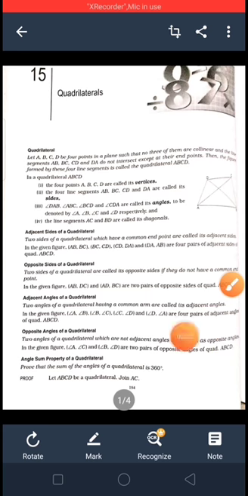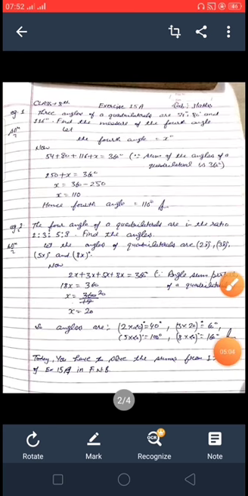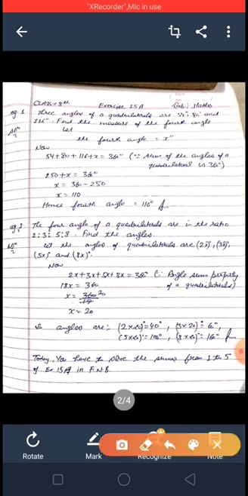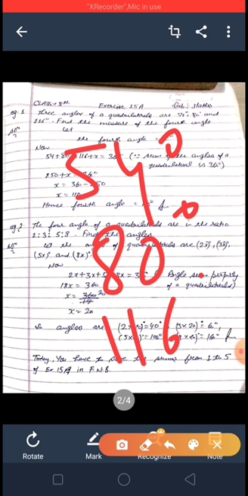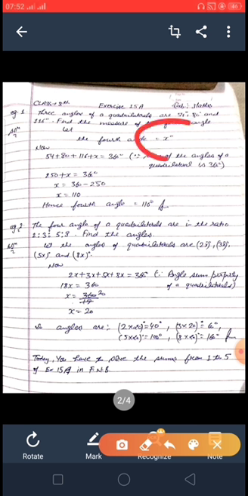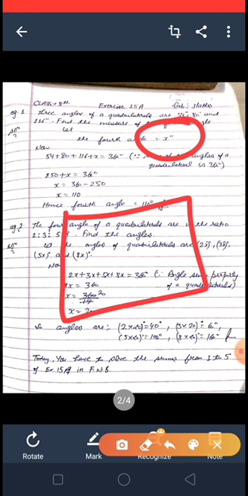Now we will solve examples of exercise 15a. The three angles of a quadrilateral are 54 degrees, 80 degrees and 116 degrees. Here we have to find the fourth angle. Means three angles of a quadrilateral are given and we have to find the fourth angle. Suppose the figure is like this: this is 54, 80, 116 and this is the fourth angle which we have to find out.